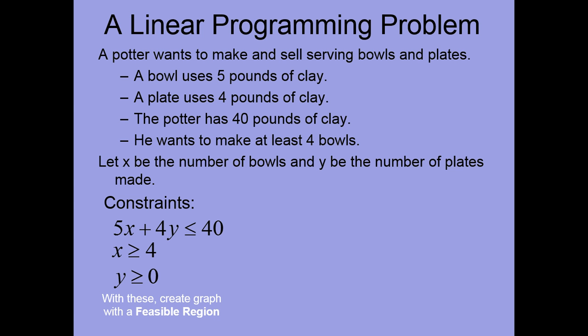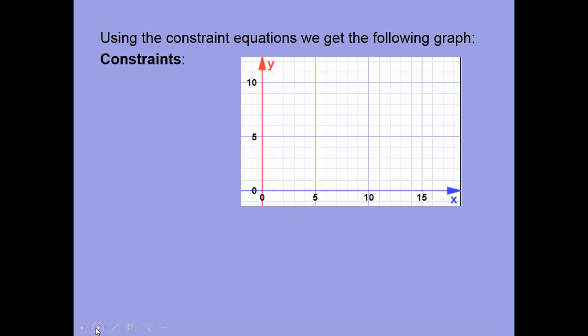And what we do with inequalities like this, when we have a system, is we look to shade them on a graph. So we will take these constraints and shade them in a graph to find what's called a feasible region. So using the constraint equation, this is what we'll be doing.